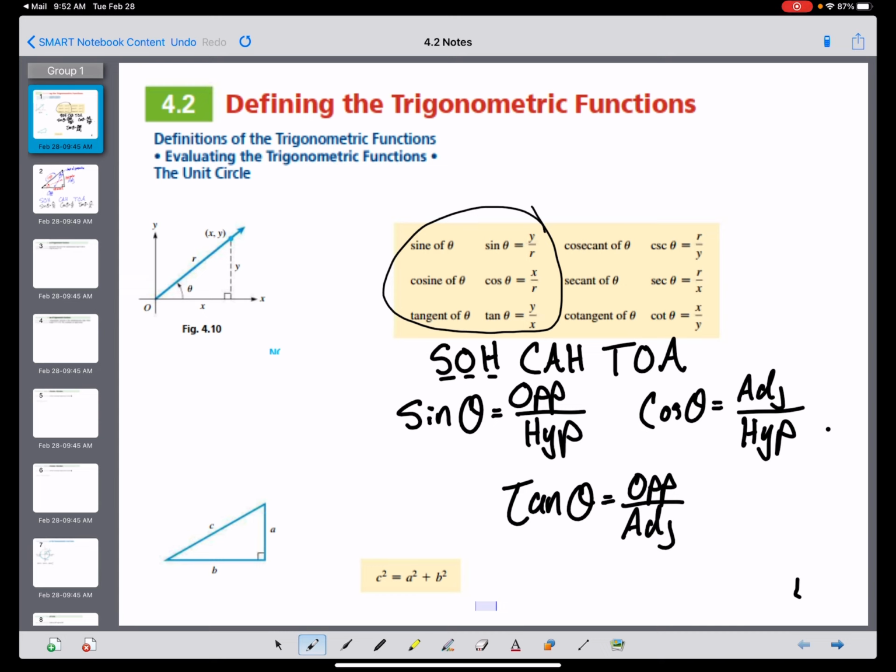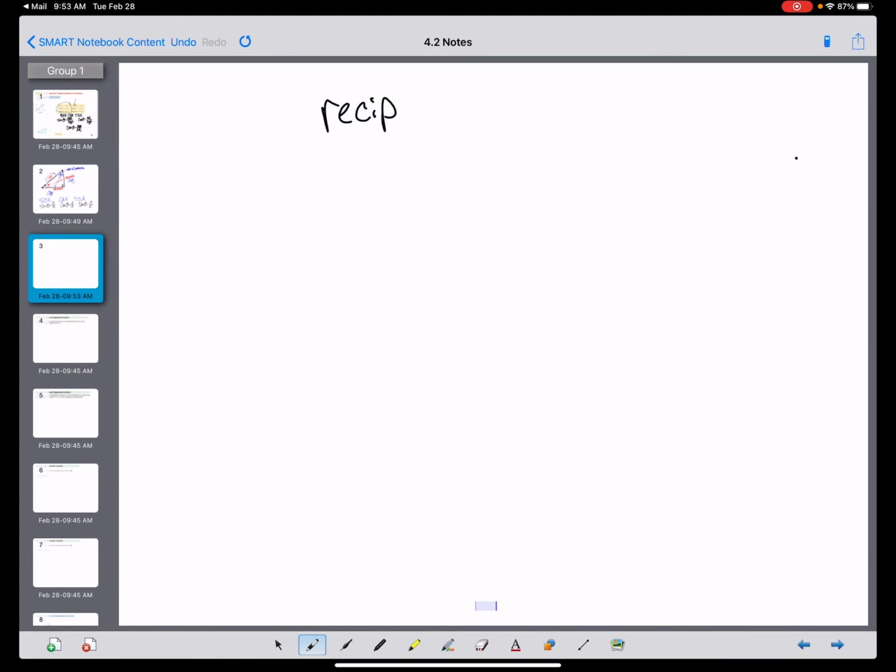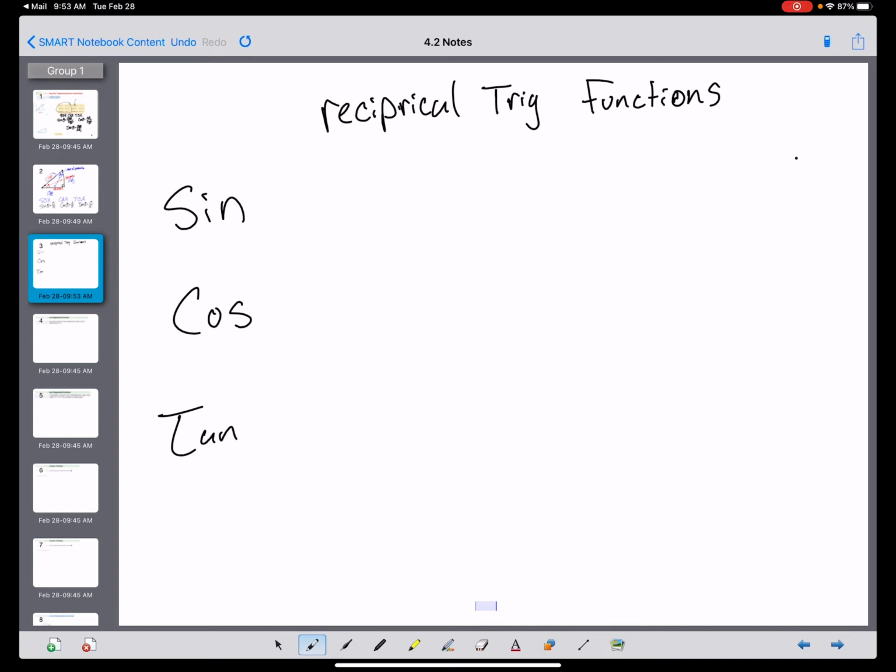All right. But there are these other three trig functions. These are called the reciprocals. So I'm going to start something new with that: the reciprocal trig functions. All right, so there are 6 trig functions, right? We have sine, cosine, and tangent. These are the main 3, the original. But then each of the original has what's considered to be a reciprocal.